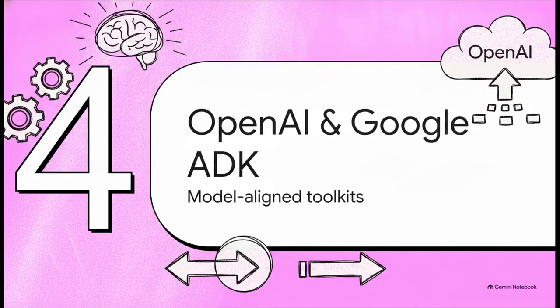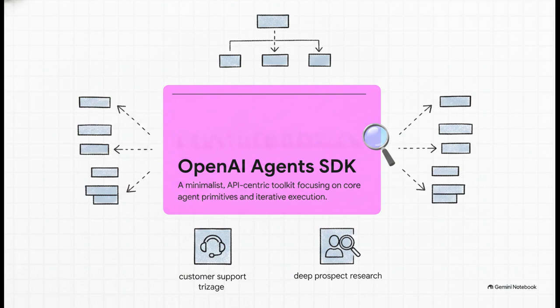Let's pivot now to OpenAI and the Google Cloud SDK. These two are heavily model-aligned toolkits, but they offer completely different deployment philosophies. The OpenAI Agents SDK takes a decidedly minimalist, pragmatic approach. Instead of some vast, sweeping framework, you get a streamlined, API-centric toolkit focused on core agent primitives, things like reasoning, tool use, and iterative execution. If your team already knows traditional software, this offers the gentlest learning curve for building focused tools, like a customer support triage agent or deep prospect research tools.